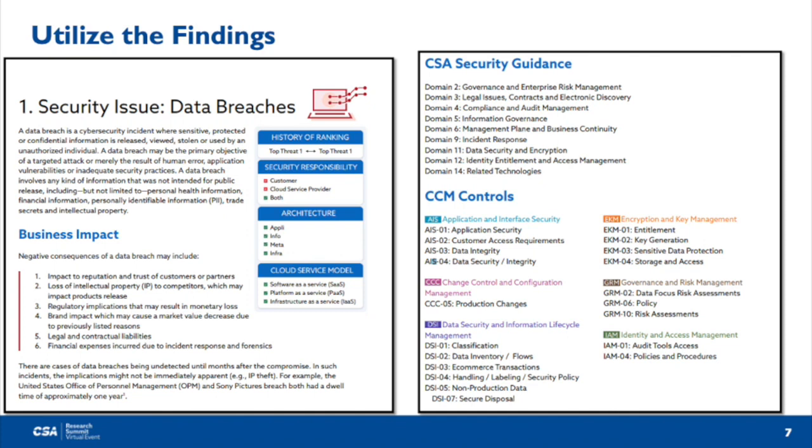Within this, we also provide the CCM controls that are applicable to just data breaches or that specific threat. And this is a little bit different from the deep dive report, because that gets a bit more granular. But for the sake of just top threats, we pick the CCM controls that can impact things like a data breach. So it gets very specific in that case, but nothing extremely granular.